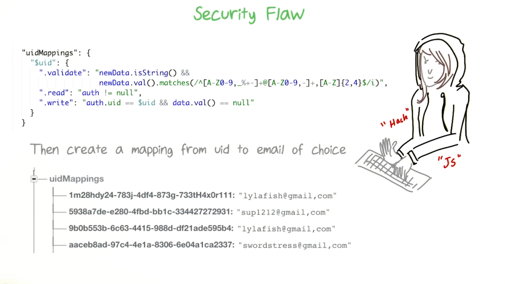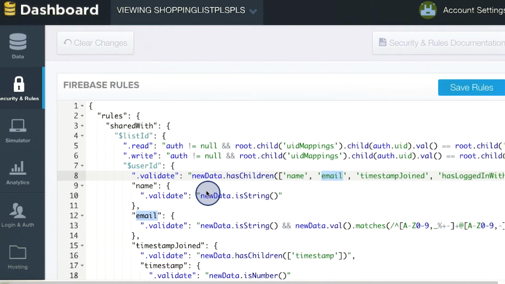It means terrible, terrible things. Here, let's take a look at the database. Literally every rule trusts that the UID mapping tells you what email the UID is associated with. So if we can hack that mapping, it essentially gives our hacker complete access to all of my shopping lists. And that's a pretty major issue.